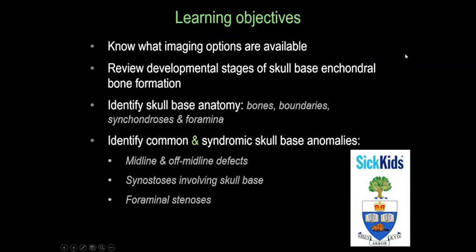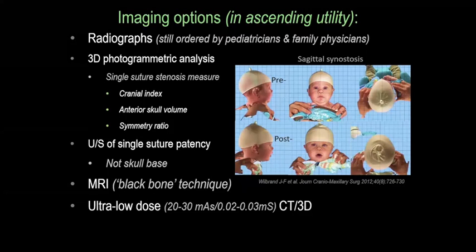Learning objectives are to know what imaging options are available to assess the skull base, to review developmental stages of skull base and chondral bone formation, to identify normal skull base anatomy, including the bones, the boundaries, the synchondroses, and the foramina, and to identify common and syndromic skull base anomalies, including midline and off-midline defects, synostoses involving the skull base, and foraminal stenoses.